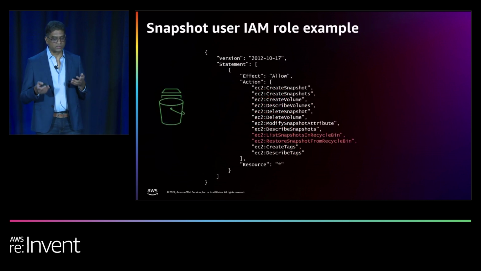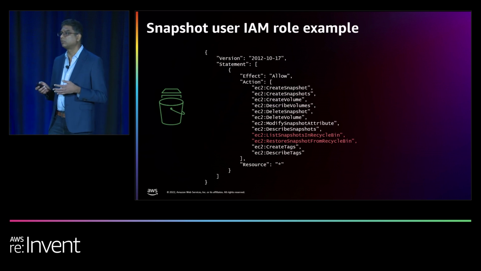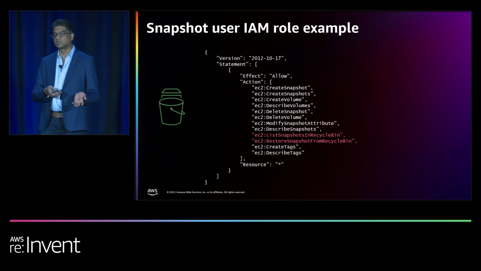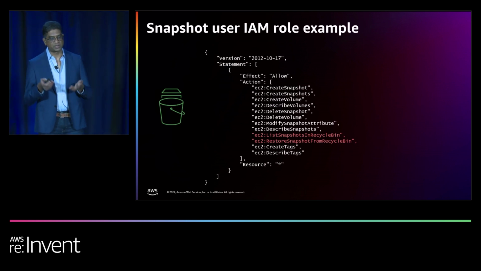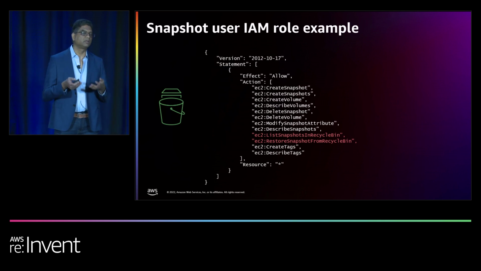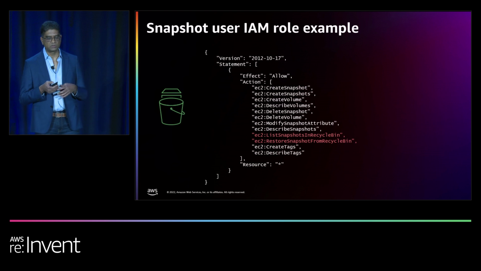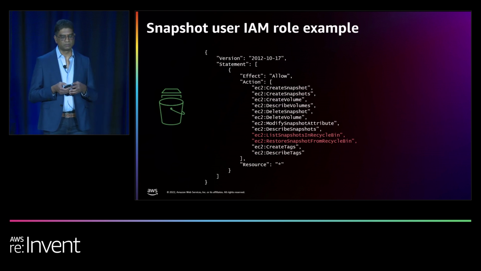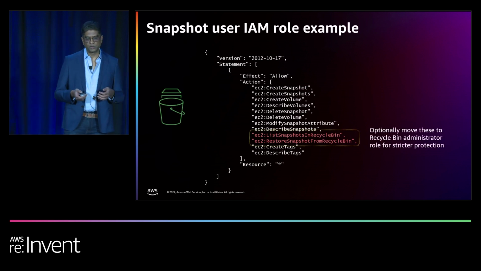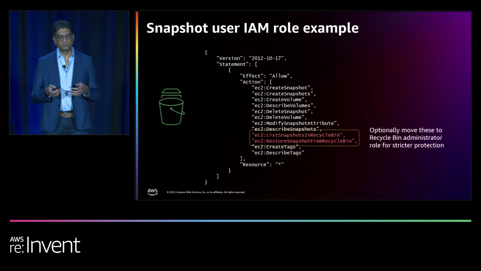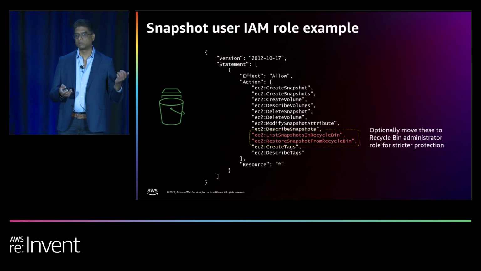Now, this role is different from my Snapshot user IAM role. In the past, this particular role only had access to the Snapshot APIs, but now we can give additional access to this particular role. You can essentially give them access to list the snapshots in Recycle Bin or restore the snapshots from Recycle Bin. Now, if you're a customer who's security conscious, you may want to restrict and only give these two API access to the Recycle Bin administrator and not give it to the regular snapshots user.